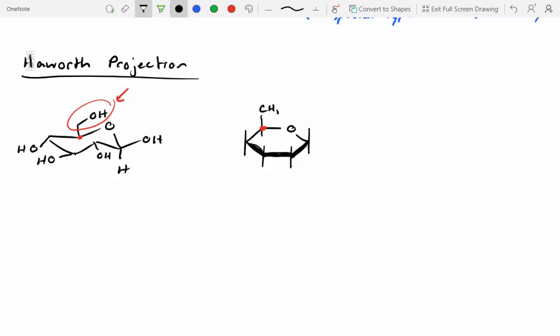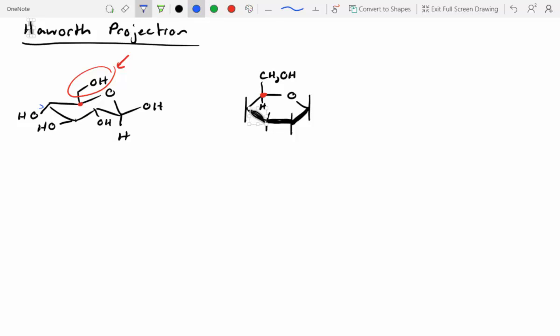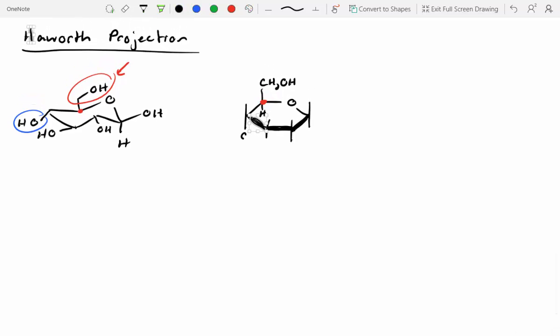We've got CH2OH sticking up. The hydrogen right here is sticking down. All right. Let's go over to this position. We've got an alcohol. Is that going to be sticking up or down in our Haworth projection? Down. So then we can go over here. We could do OH sticking down. So we've got an OH sticking down.